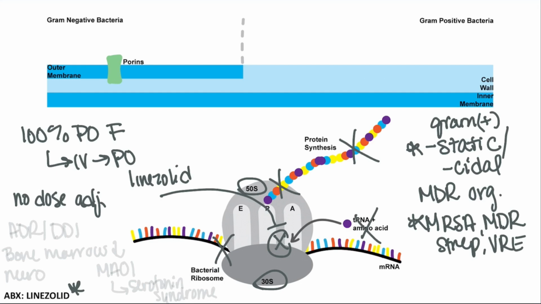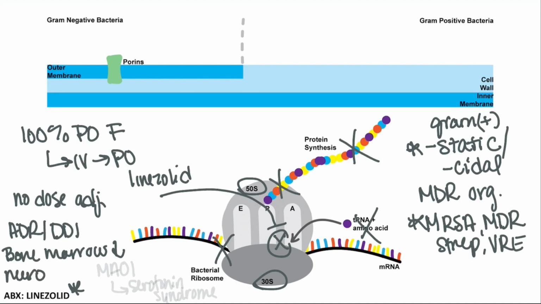So there are several adverse drug reactions and drug-drug interactions to be aware of and monitor for, such as bone marrow suppression, which is most common in those on longer courses and will usually resolve once the drug is discontinued. There is also peripheral neuropathy and optic neuritis risks.